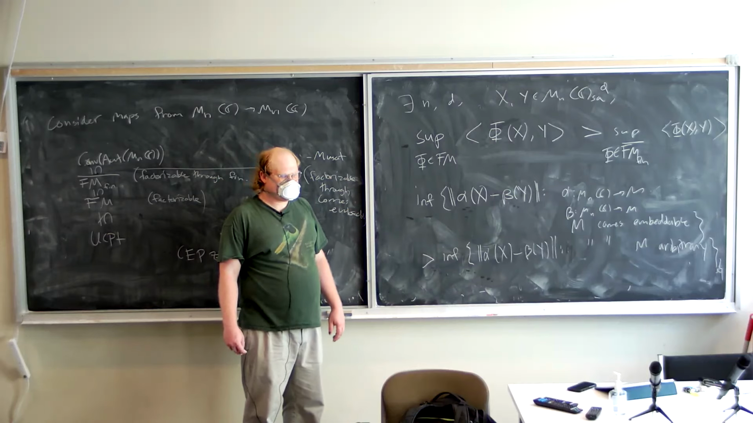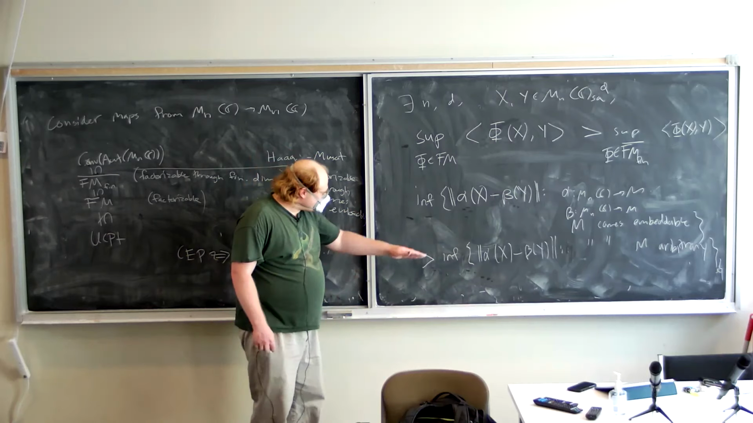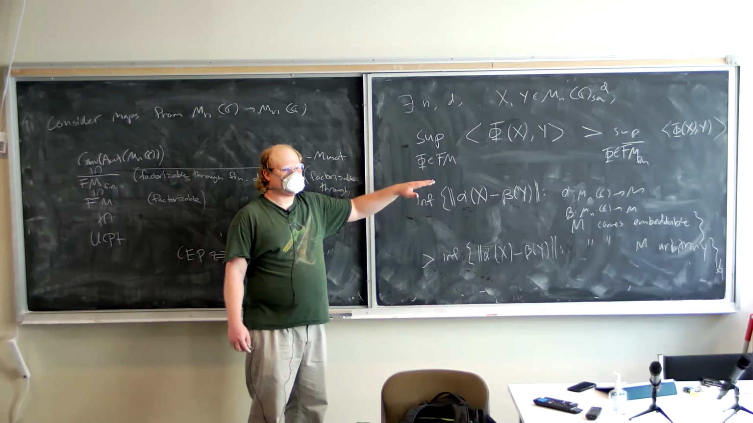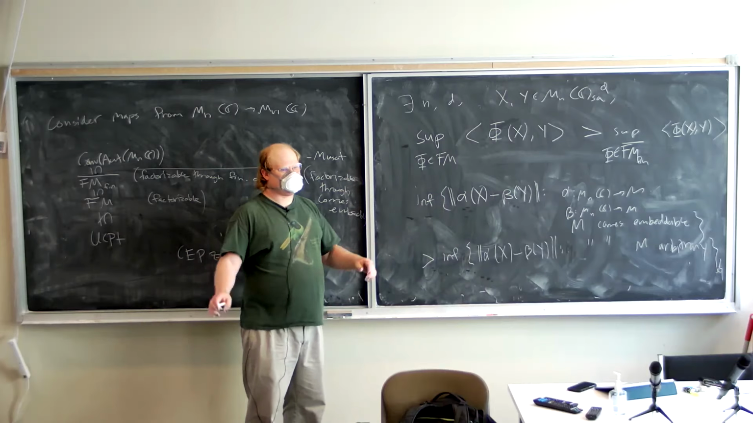Went right over my head, I'm sorry. This is the optimum value. If you choose a Connes-embeddable von Neumann algebra for M, you get something strictly bigger than that, so it's not optimal.